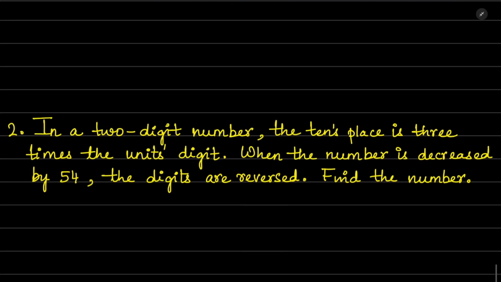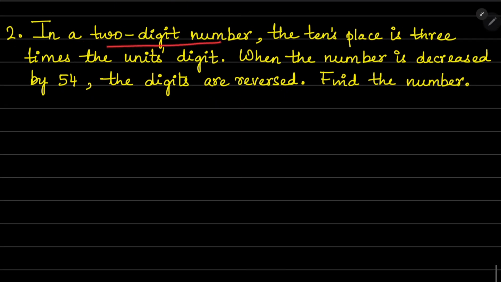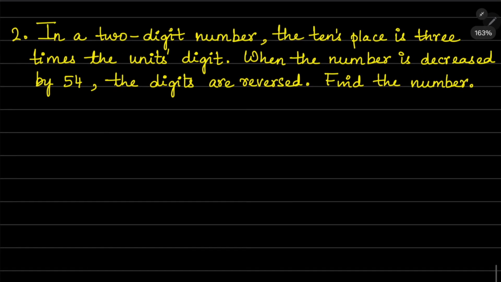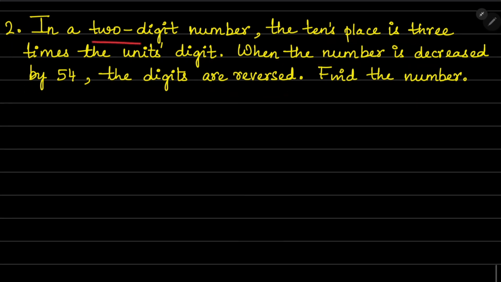Now let's move on to the second question. In a 2-digit number, right? In a 2-digit number, the tens place is 3 times the units digit. When the number is decreased by 24, the digits are reversed. Find the number. Whenever you have questions with respect to a 2-digit number, what you have to understand is, let the number be yx. That's what I'm taking.